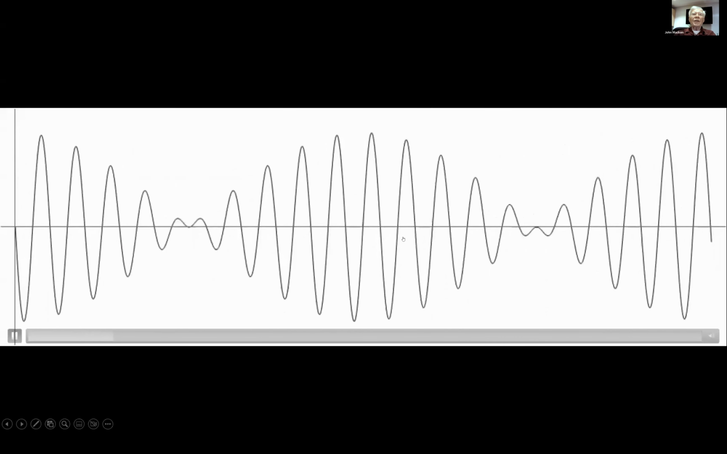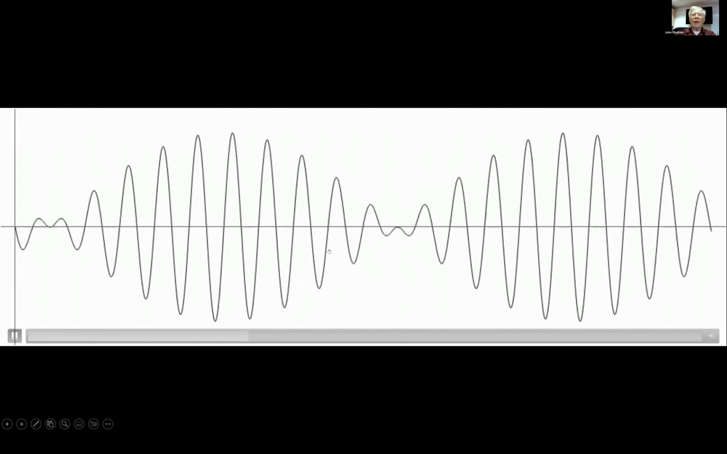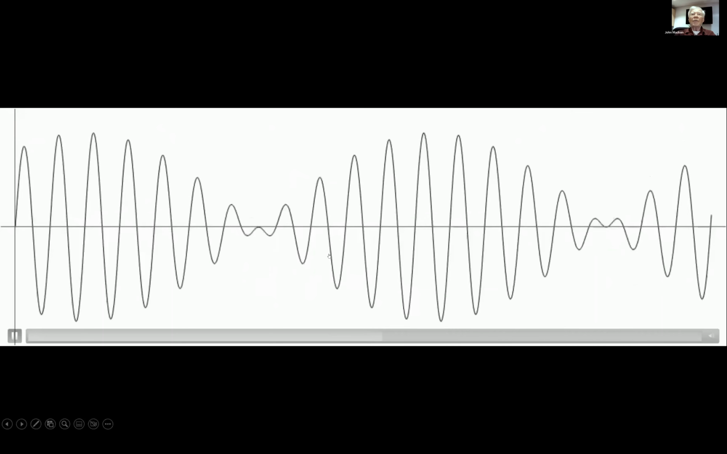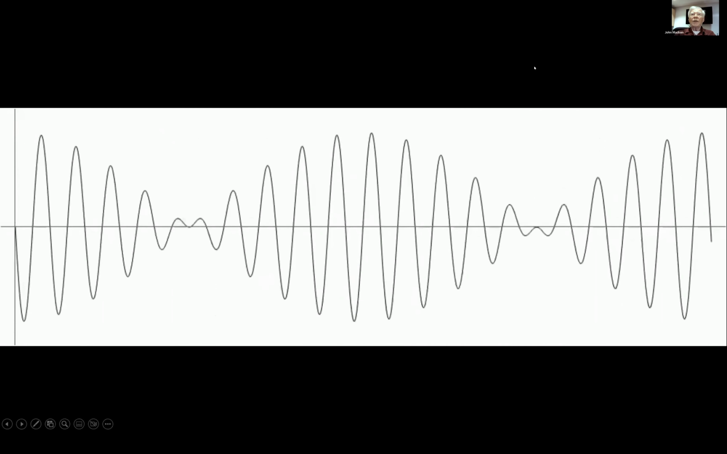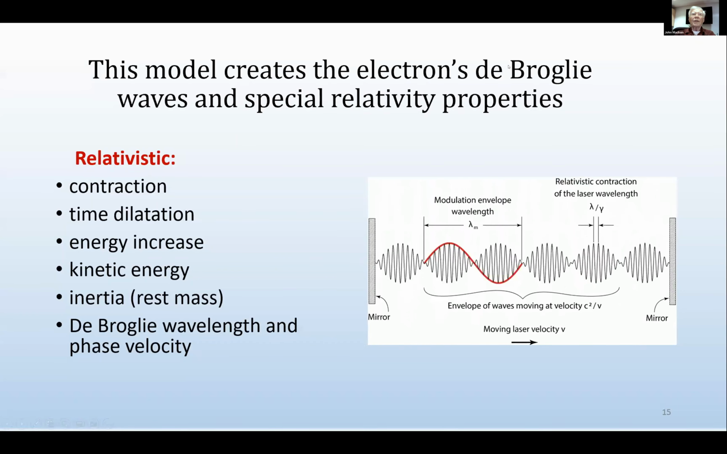One of the analyses that I went through looks at traveling waves going both directions with slightly different frequencies, and you then make these moving modulation envelopes, and this is related to the de Broglie wave characteristics. This model creates an electron's de Broglie waves and special relativity properties.